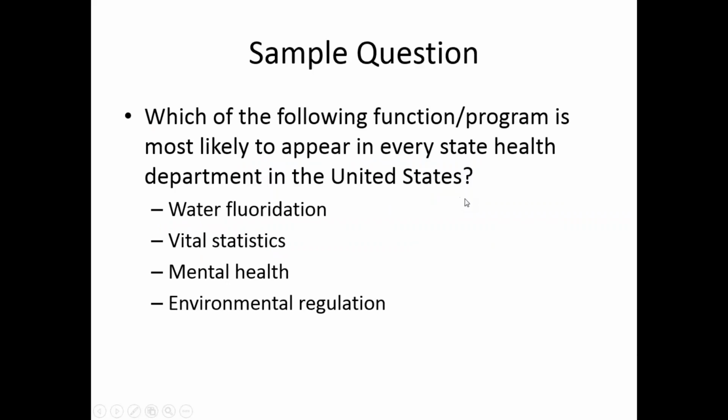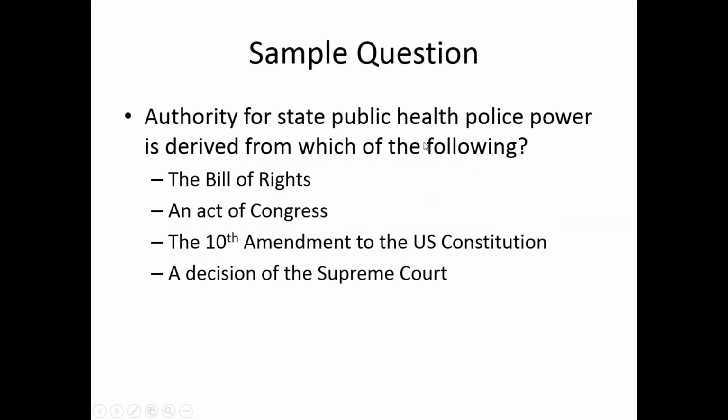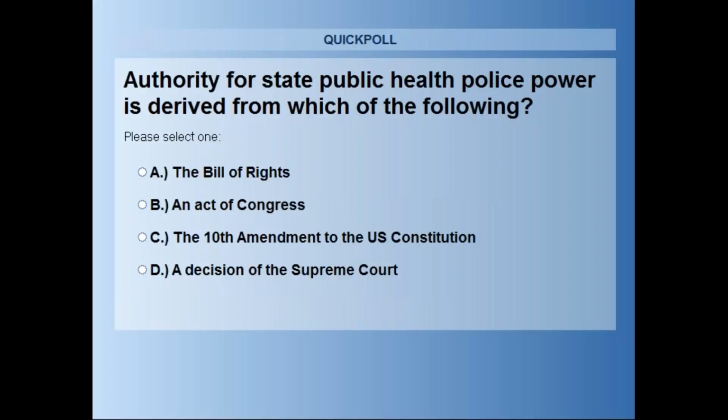Okay. All right, the next question is, authority for state public health police power is derived from which of the following? The Bill of Rights, an act of Congress, the 10th Amendment to the U.S. Constitution, or a decision of the Supreme Court? And you can key in your answers now.